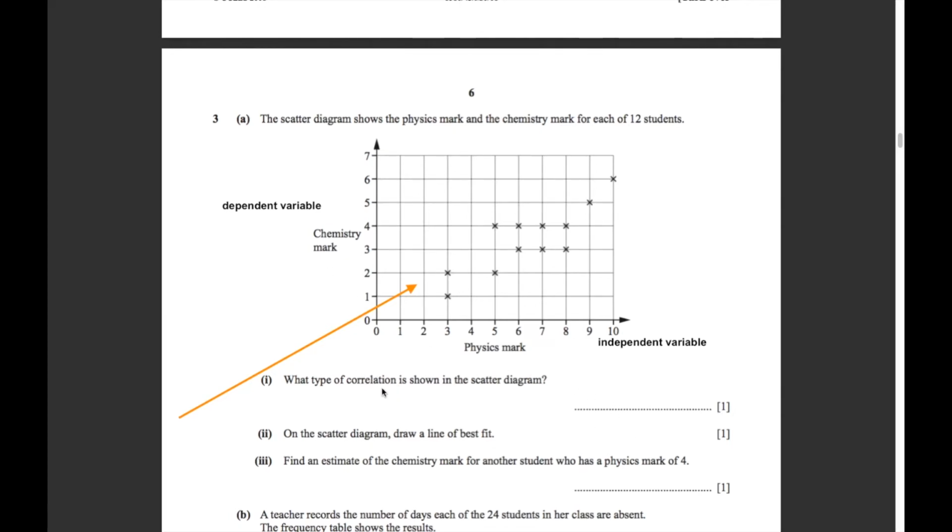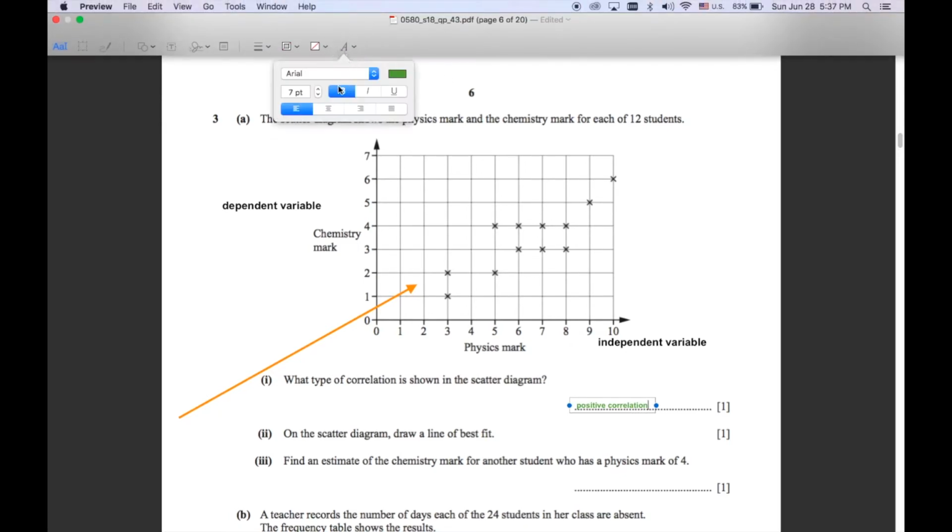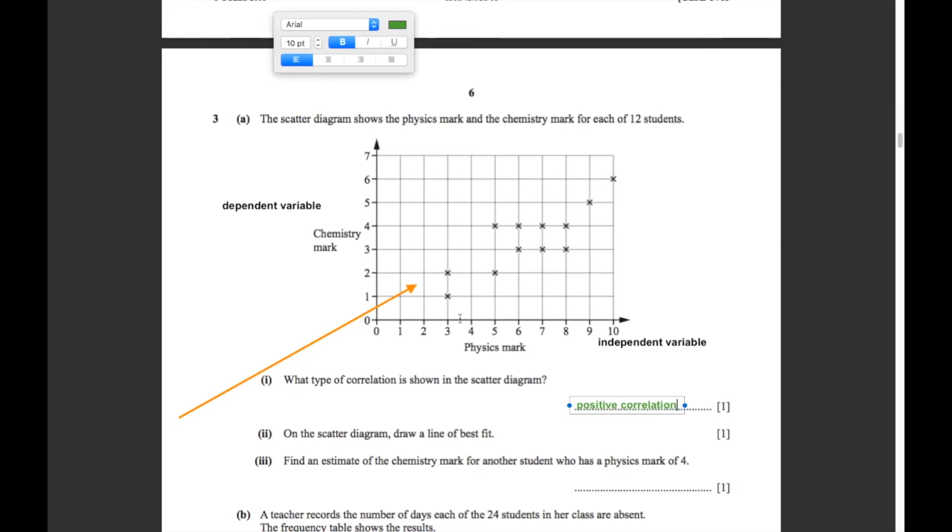So what type of correlation is shown in the scatter diagram? You'll notice that it's a positive correlation. Let's make this a little bigger. It's a positive correlation because as the physics mark increased, the chemistry mark increased. If it was a negative correlation, it would start from around up here and continue going down. All right, so they're asking us to draw the line of best fit.